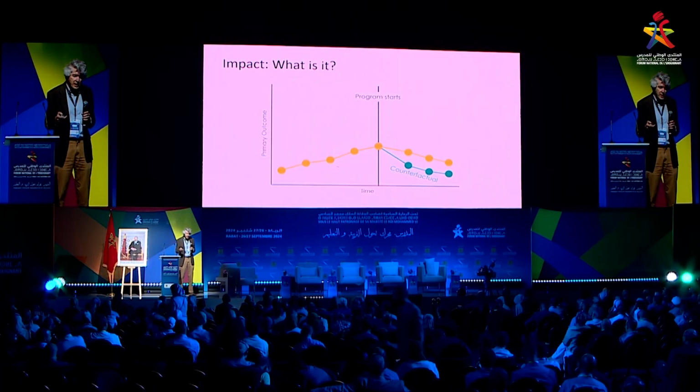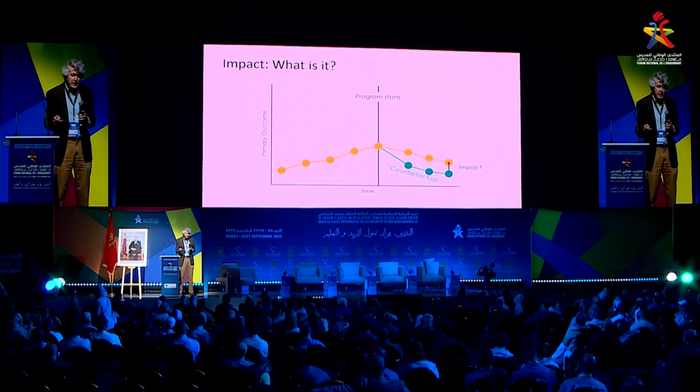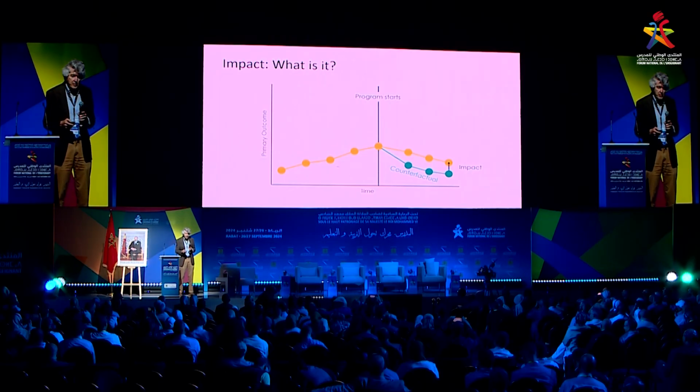Maybe there was some reason, like COVID happened or schools closed, and it may be that the counterfactual was worse, okay? In that case, the impact is actually slightly positive, the difference between the last blue dot and the last green dot. But if you had just looked at the yellow dots, you would not have known that the program was effective. Okay?